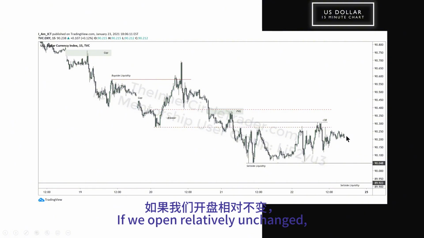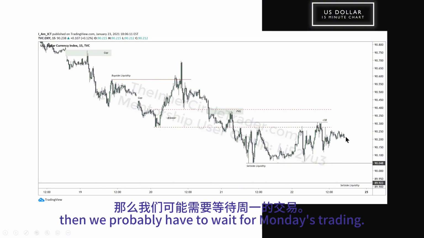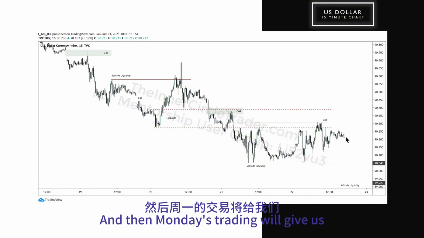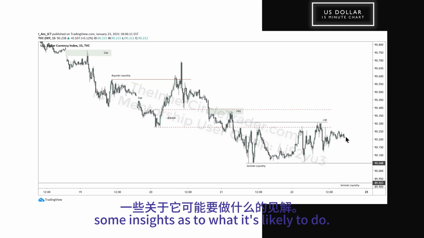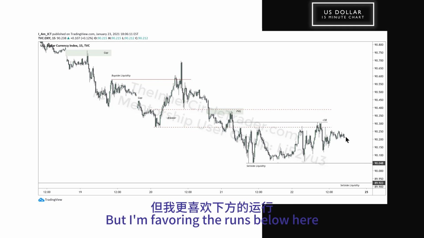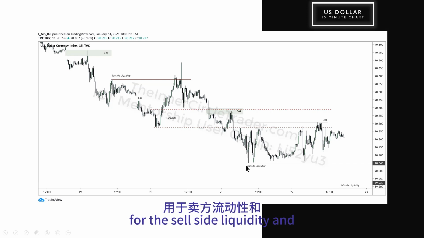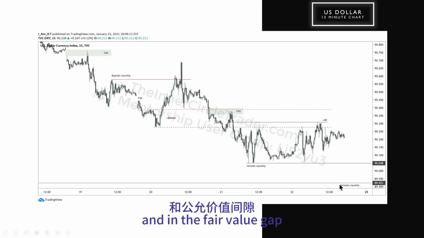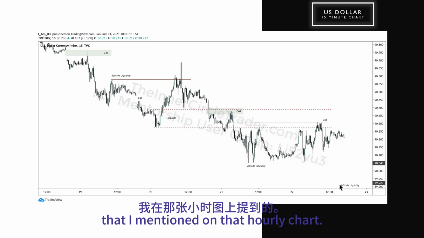If we open relatively unchanged, then we probably have to wait for Monday's trading. And then Monday's trading will give us some insights as to what it's likely to do. But I'm favoring the runs below here for the sell side liquidity and the sell side liquidity here, and then the fair value gap that I mentioned on that hourly chart.